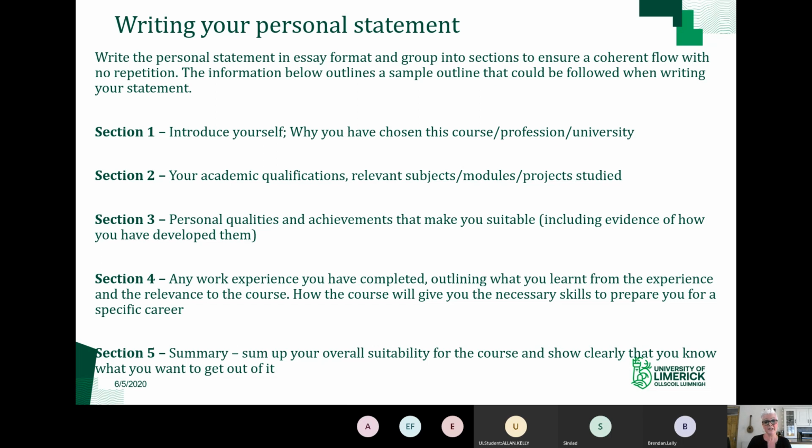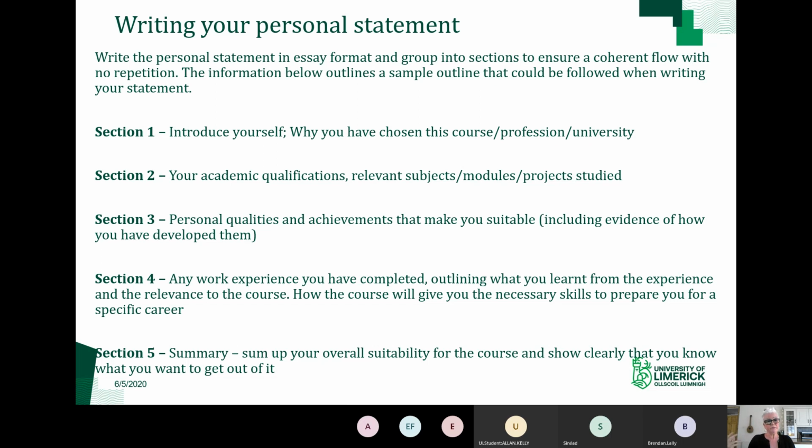You're probably going to divide it into 5 different paragraphs as well. And it needs to read well, it needs to look well. So here's a sample outline that you could use. Section number 1, you introduce yourself and why you've chosen this particular course. So you need to mention that immediately.